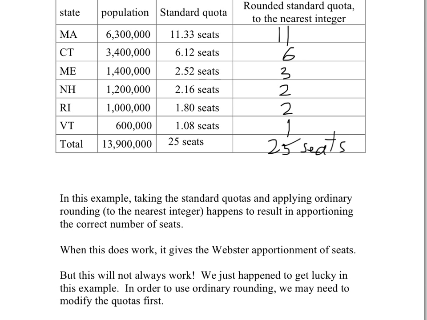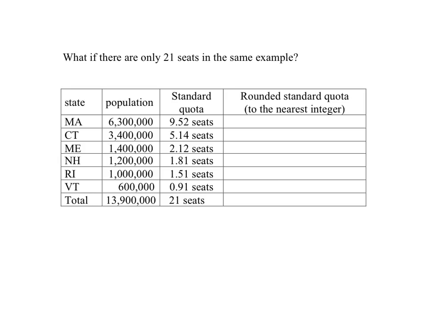But what happens if we don't obtain the correct number of seats? For example, let's see what happens if we have only 21 seats to apportion in this very same example. Well, when we compute the new standard quotas, we have no choice but to just go back to the drawing board and recompute all the standard quotas. So you can check this if you don't believe me, but 13.9 million divided by 21 seats gives us a new standard divisor. We proceed from there.